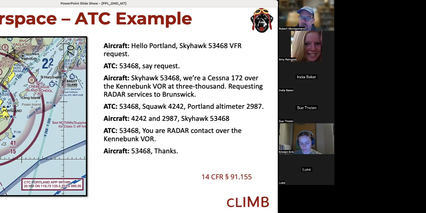And ATC is going to type on the computer for half a second, and they come back and say, hey, Sky 53468, squawk 4242, Portland altimeter 29.87. So we'll put 4242 in the transponder. We'll dial in 29.87 on the altimeter. We'll read it back: hey, 4242 and 29.87, Skyhawk 53468.